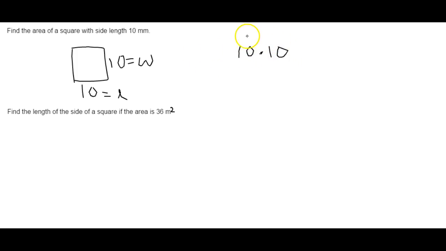So the most basic thing they could do is just ask you to find the area. Find the area of a square with side length 10. We do have to know that on a square, all sides are the same. So square would use the same formula as rectangle, which is length times width, or 10 times 10. Which is 100 millimeters, they gave us units, squared.